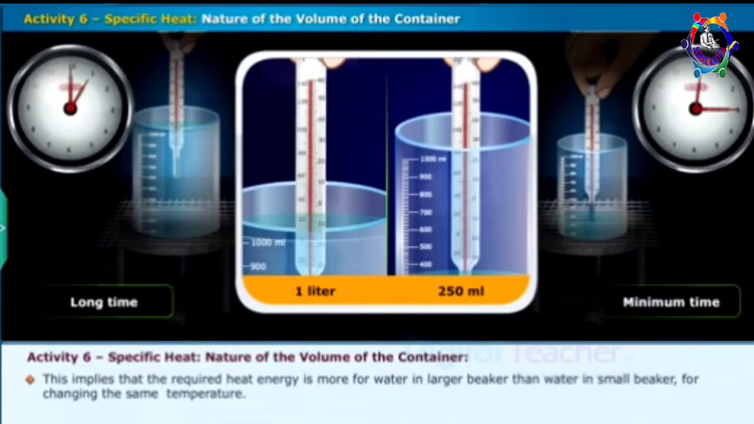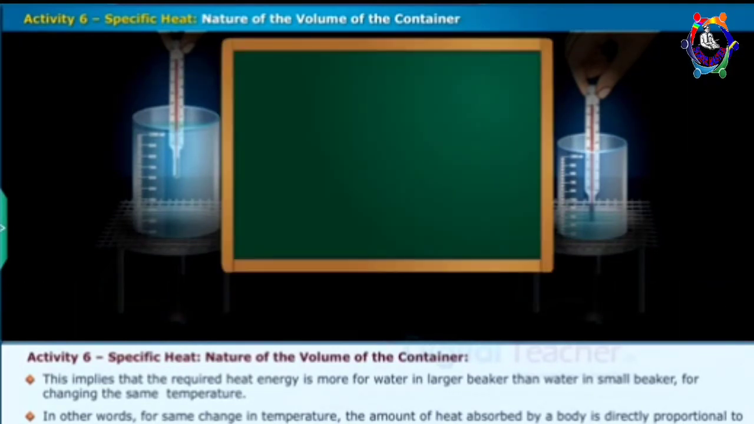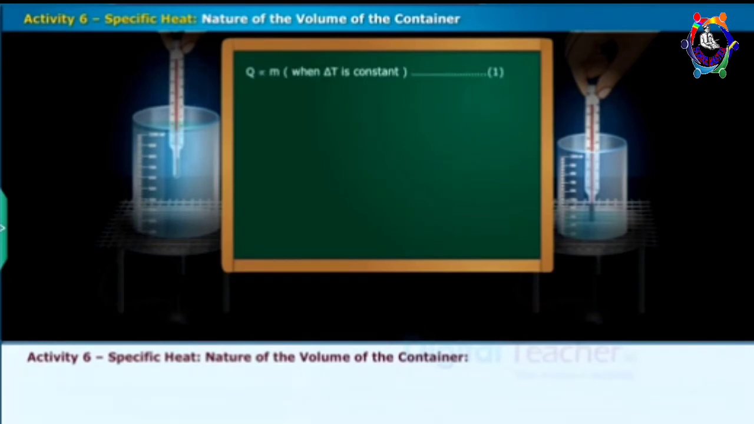This implies that the required heat energy is more for water in the larger beaker than water in the smaller beaker for changing the same temperature. In other words, for the same change in temperature, the amount of heat absorbed by a body is directly proportional to its mass m. Q is directly proportional to m when delta T is constant. Consider it as equation 1.